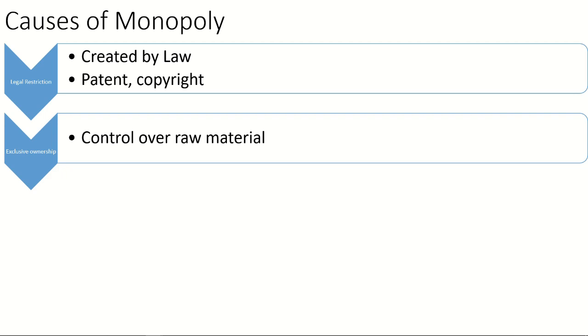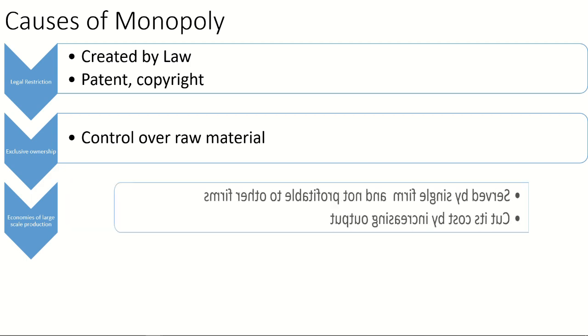No other firms are getting the raw material. The full ownership of the raw material is vested in the hands of one firm. It may happen, and that is another reason for exclusive ownership.